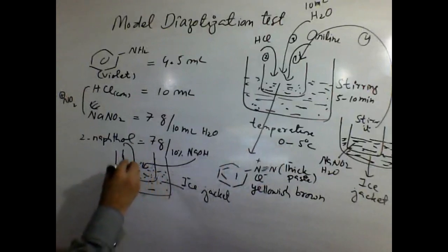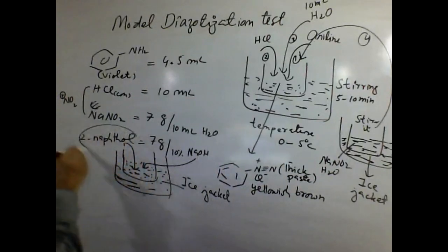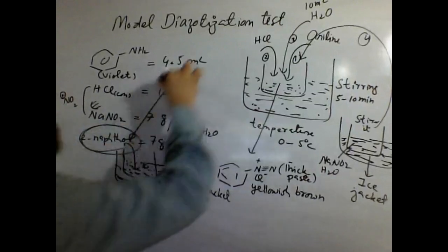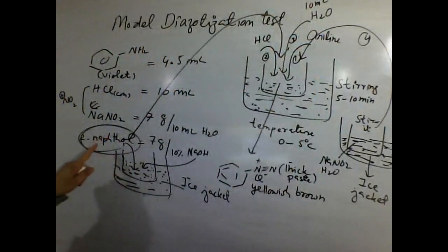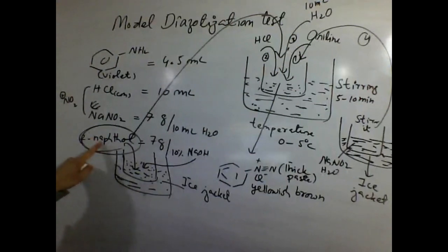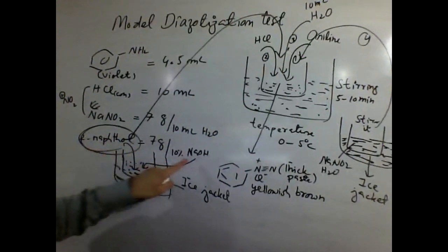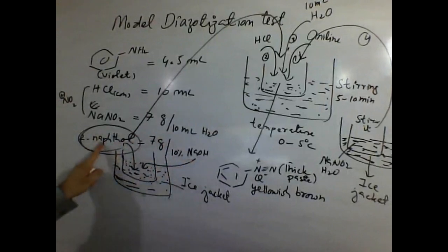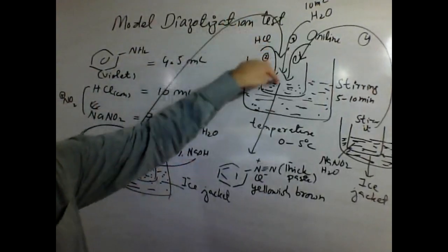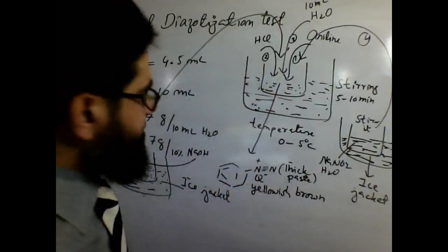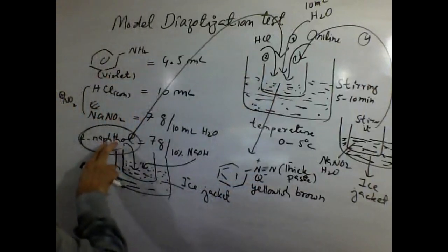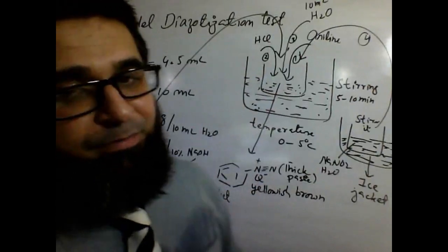Then as the temperature is near 5 degrees, we take this solution of 2-naphthol in 10% sodium hydroxide and mix it into this beaker where diazotization has already been performed. We put that into the same beaker. So what will happen? This 2-naphthol will act as a coupler.